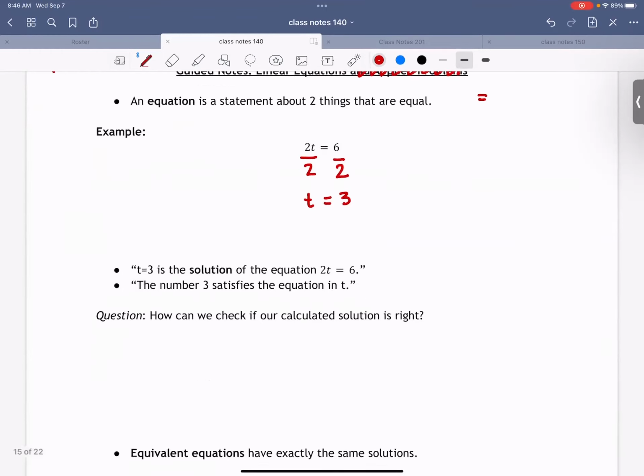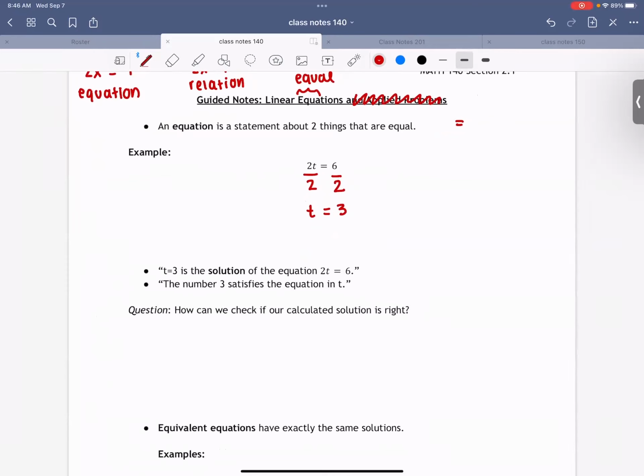Okay, quick question. How can we check if t equals 3 is the right answer? We can plug it back in. Good. So I can literally take 2 times 3 and 6, and I want to check if they are equal. Well, 6 equals 6. We're good. Any questions? All right, I think I'm going to stop class here because I want to talk about equivalent stuff a little bit later.